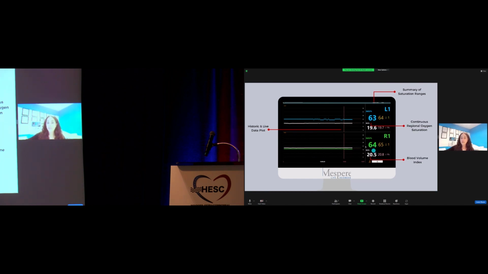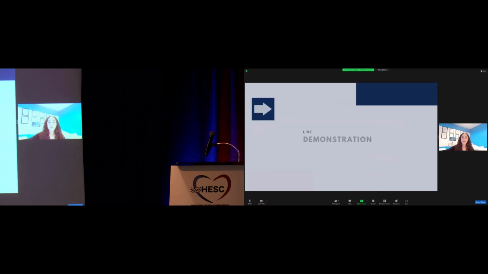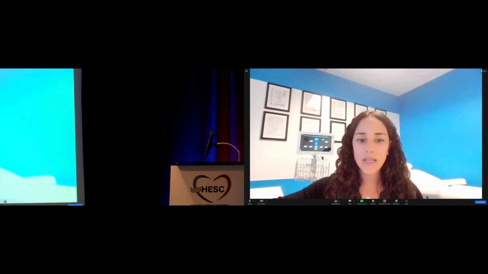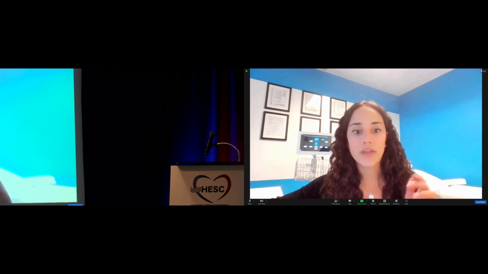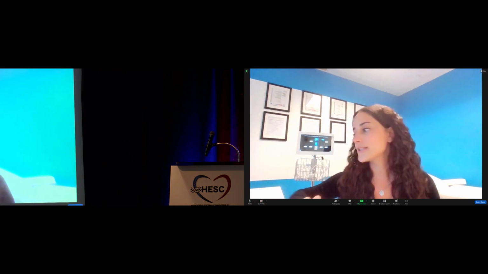We also have our blood volume index over here in white, and then our baseline, and then again our variation from baseline. We also have historic and live data plots depicted by this line that goes through the data plots. On the left side, we have our historic data, and then on the right side, we have our live data. So I'm going to take this moment right now to quickly walk you guys through a little bit more about the product, showcase it to you a little bit more, and then share my screen so that you guys can see the user interface.